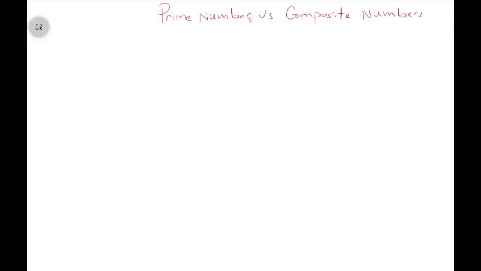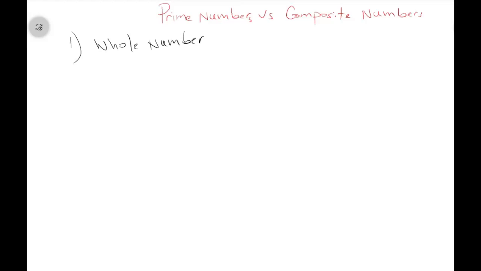There are three things you need to identify about any number before you decide if it is prime or not. Three things. First, that number must be a whole number. So that's the first thing you need to identify about that number.